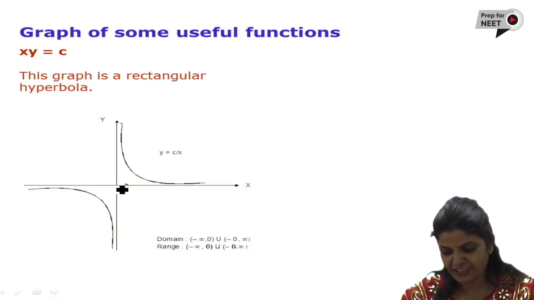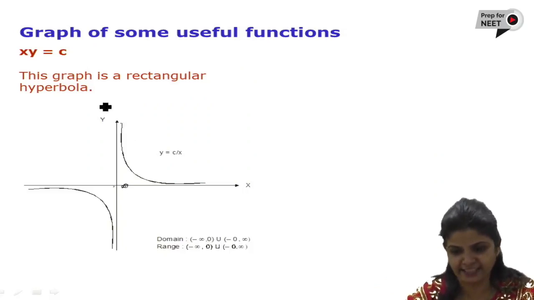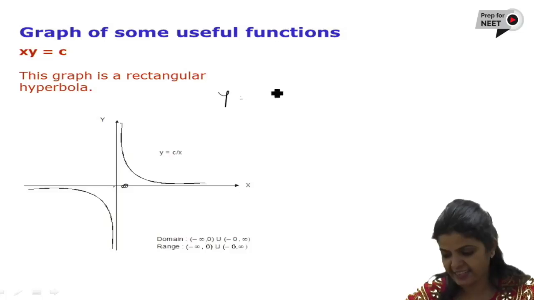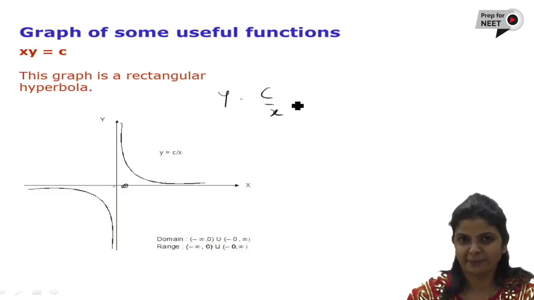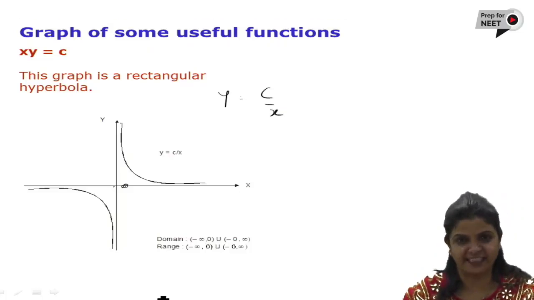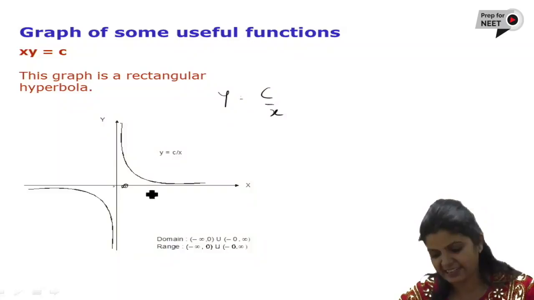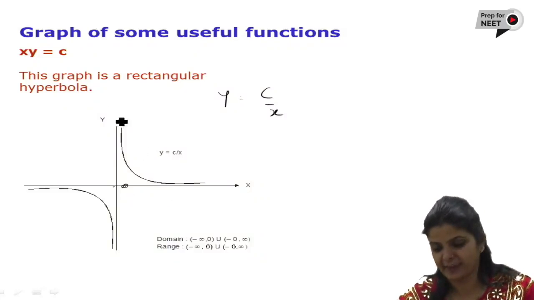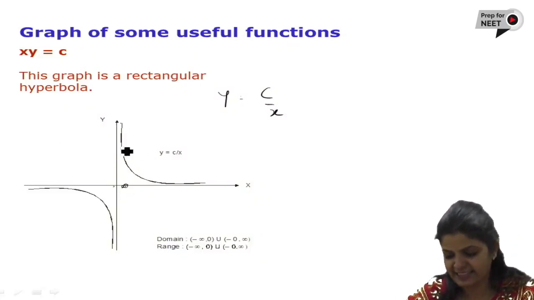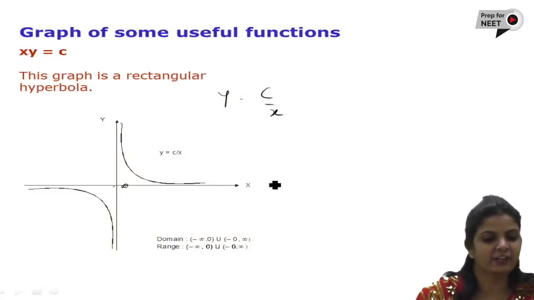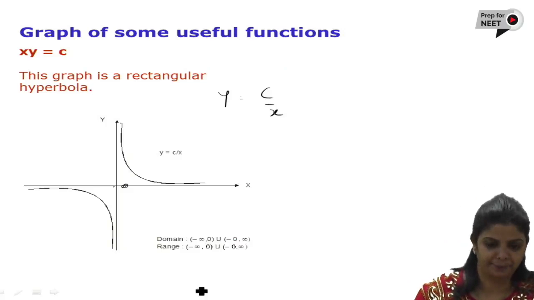You can check at x is equal to 0, I have not defined any value of y, because if I say y is equal to c by x, when x goes to 0, something divided by 0 is undefined, right? So I cannot plot this point over here. But if I start increasing the value of x, the respective value of y will start coming down, right? And this graph has a rectangular hyperbolic nature, or simply hyperbola, right?